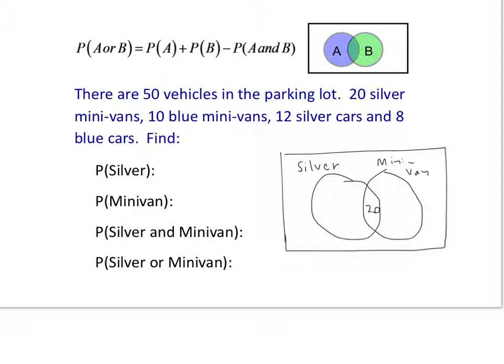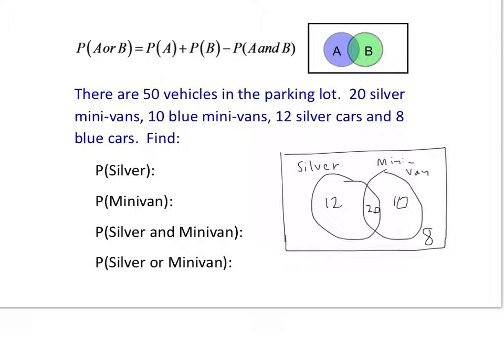Now I have 10 blue minivans. So I have 10 minivans. And I have 12 silver cars. So 12 silvers, and 8 blue cars. Well, I didn't make a circle for blue or for cars, so I'm going to put that outside of the two circles in this Venn diagram.